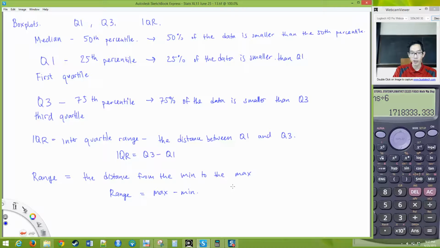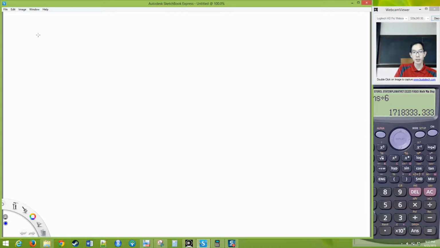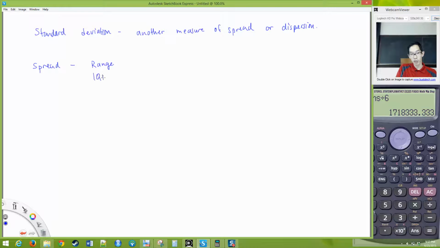The last thing I want to talk about just very quickly is the standard deviation. I have a video that I've prepared online talking about the standard deviation. But the key thing here is this is just another way to measure spread. Measure of spread or dispersion. And we have 3 ways to measure spread. Okay. Spread can be measured with the range, the IQR, and the standard deviation.